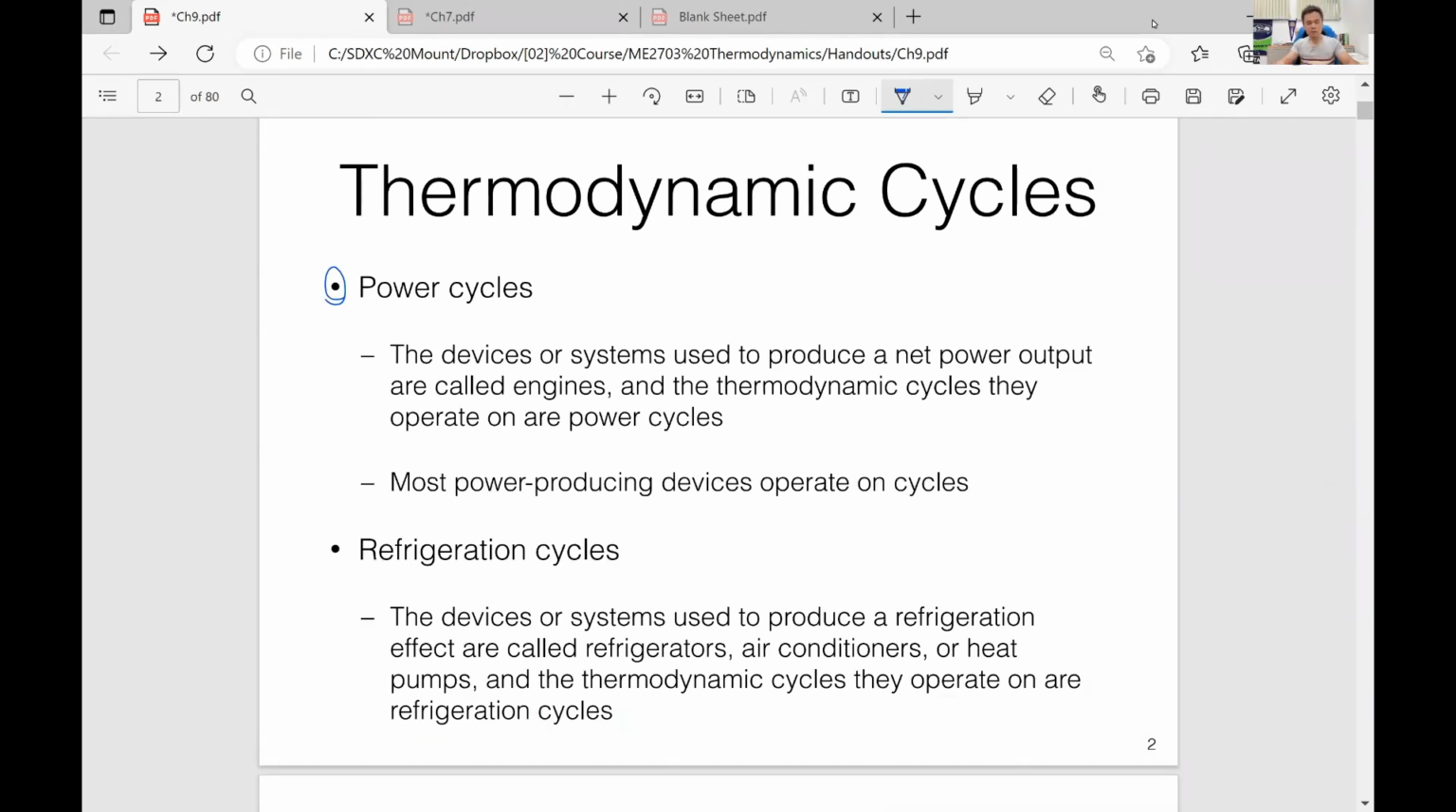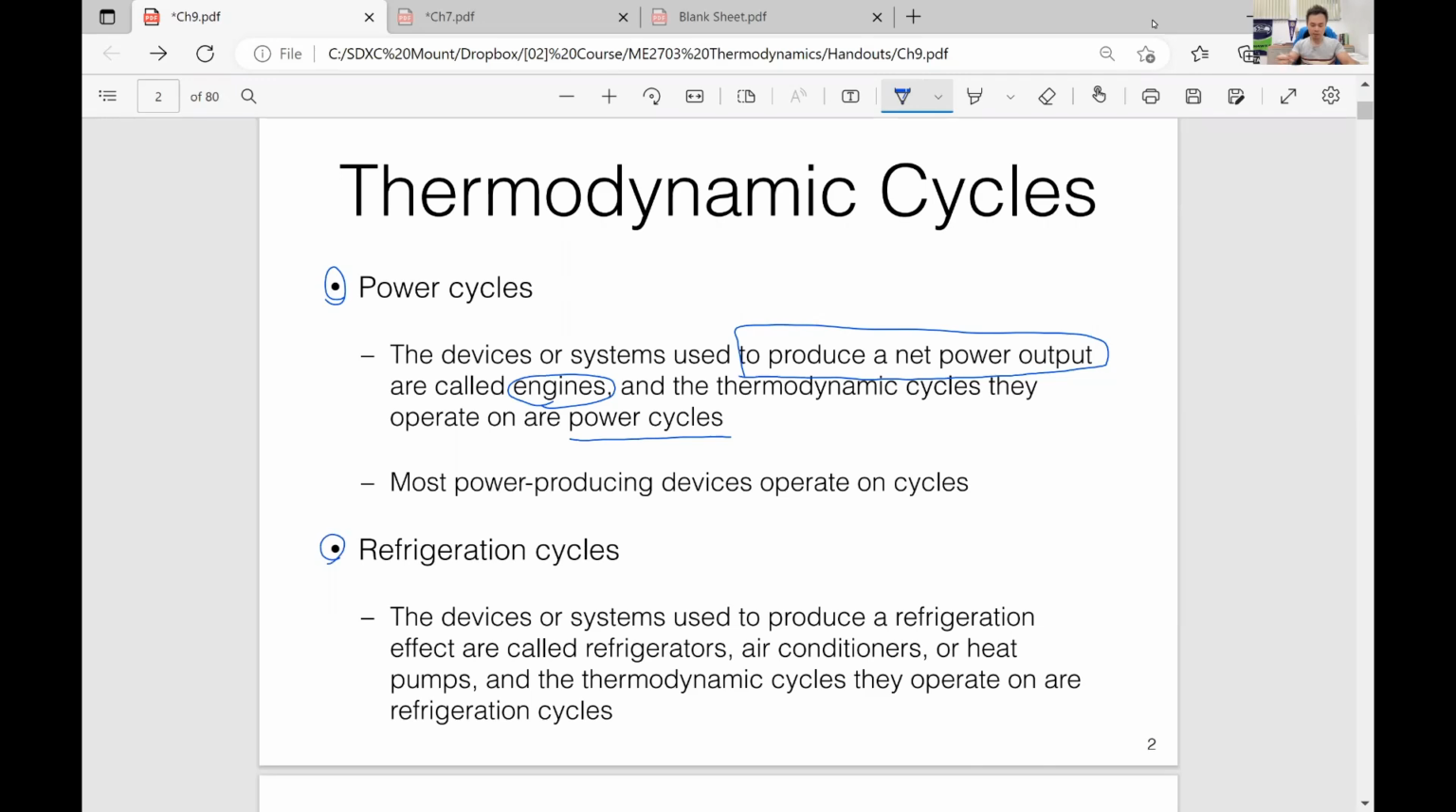What is a power cycle? The devices or systems used to produce a net power output are called engines, just like the heat engines we have learned in chapter 6. And the thermodynamic cycles that they operate on are so-called power cycles. So power cycles are cycles that these engines operate on, and these engines are used to produce a net power output.